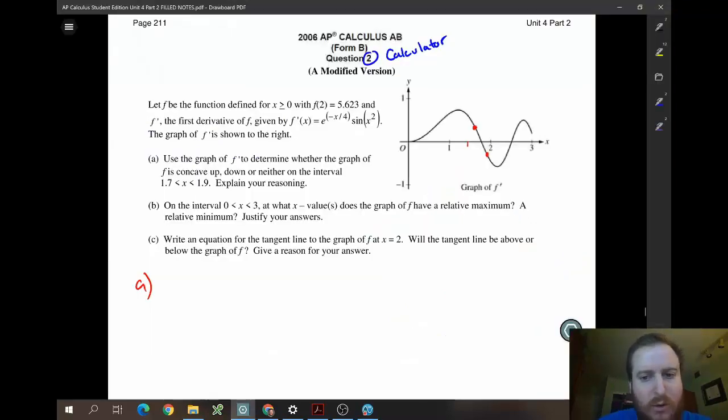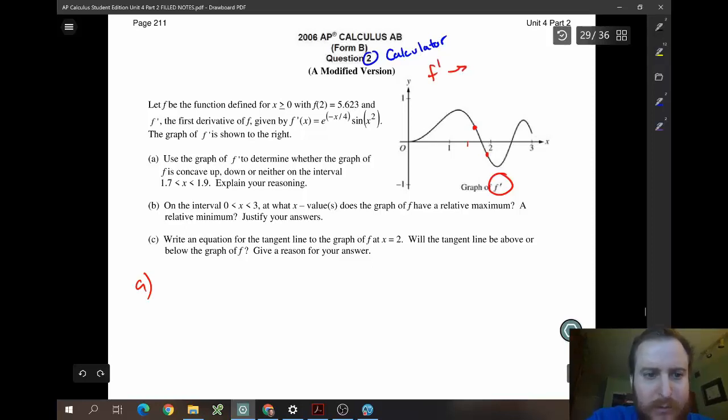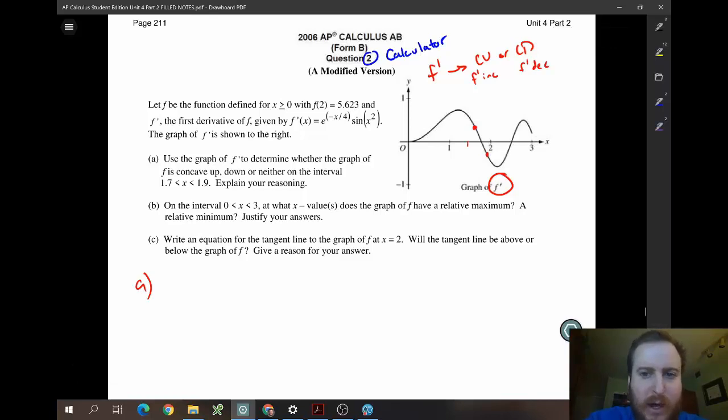And so what we need to remember is, what graph do we have? We have the graph of f prime. How do we connect f prime to concave up or concave down? That's based on f prime increasing, which tells us that our graph was concave up, and f prime decreasing, which tells us we were concave down. Right, f double prime is going to be for the positive and negative, but we don't have f double prime, we have f prime. So in between these 2 points, that graph is decreasing.